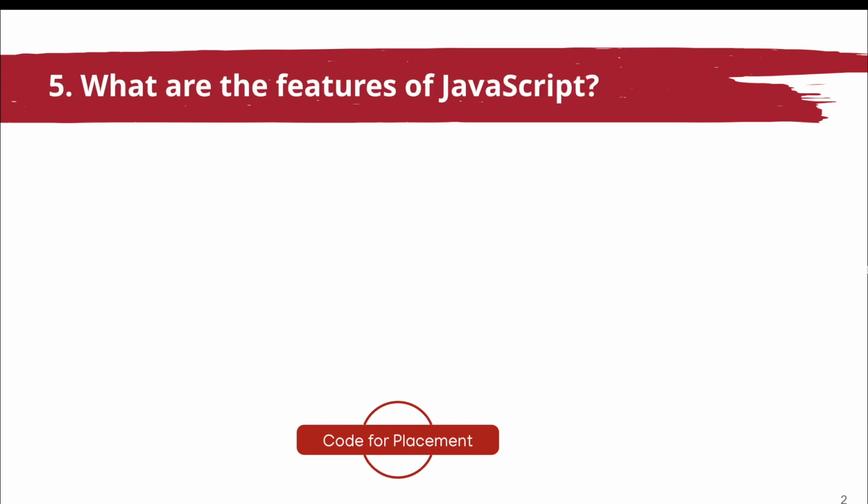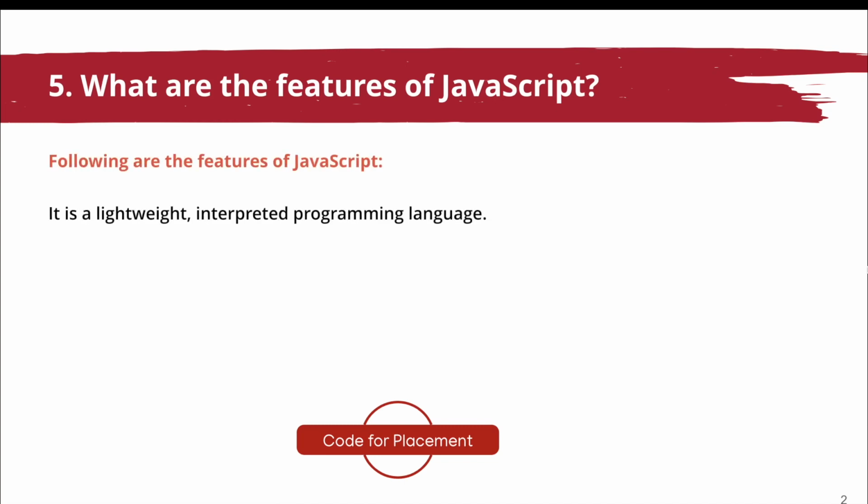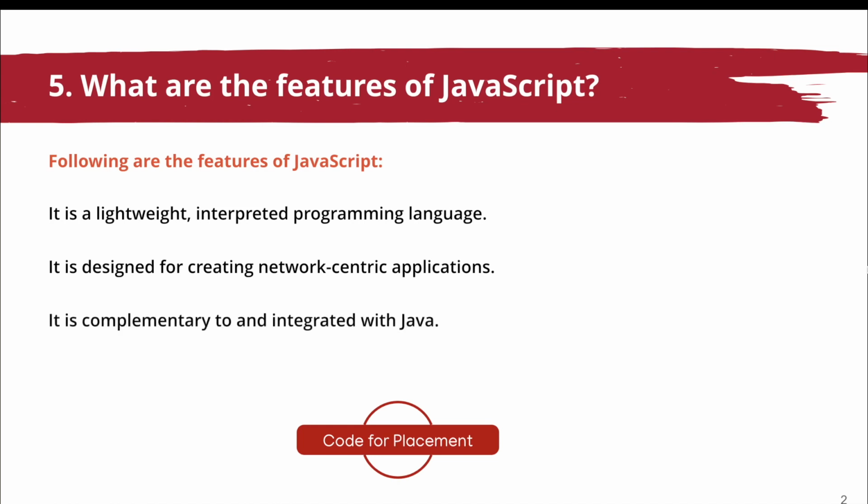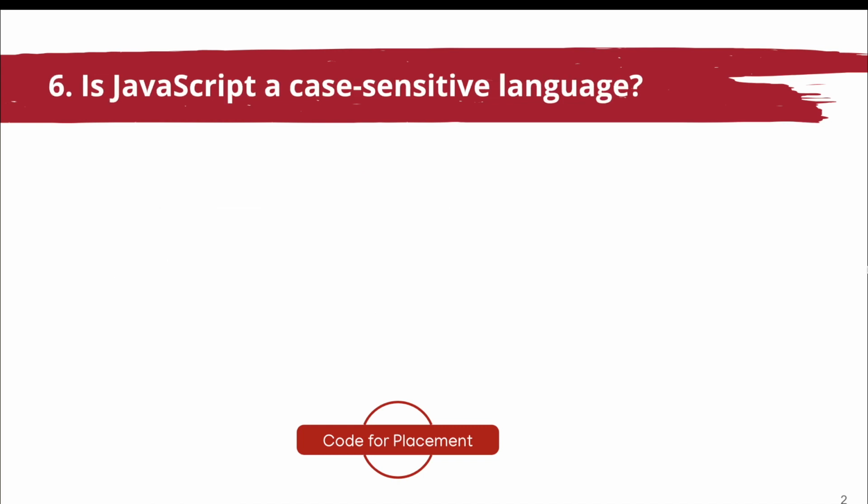What are the features of JavaScript? Basically JavaScript is a lightweight interpreted programming language. It is designed for creating network centric applications. It is complementary to and integrated with Java. It is an open and cross-platform scripting language.